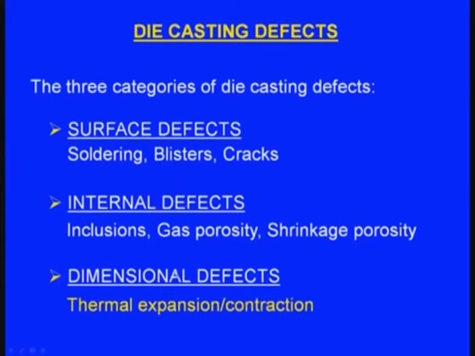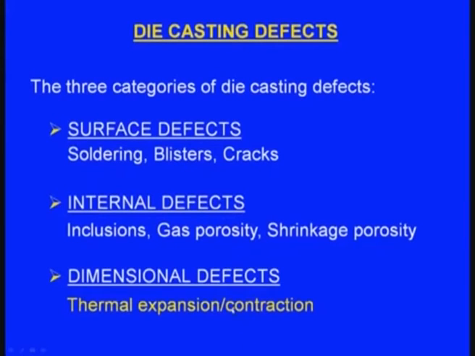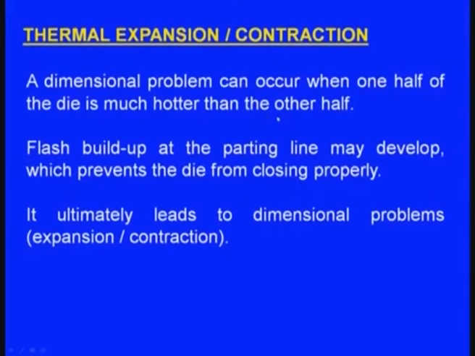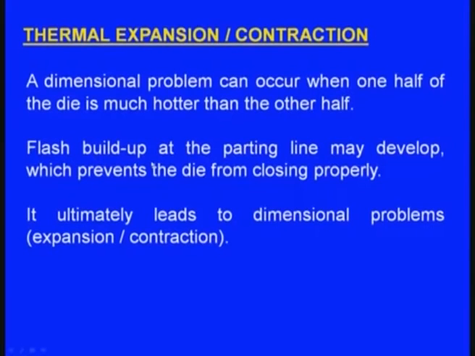Now, let us go to the third category, that is the dimensional defects. Thermal expansion or contraction: a dimensional problem can occur when one half of the die is much hotter than the other half. There will be two dies, as we know very well, and these two dies must be at the same temperature. If one die is hotter than the other, this problem can occur. Flash buildup at the parting line may develop, which prevents the die from closing properly. It ultimately leads to dimensional problems, expansion or contraction.